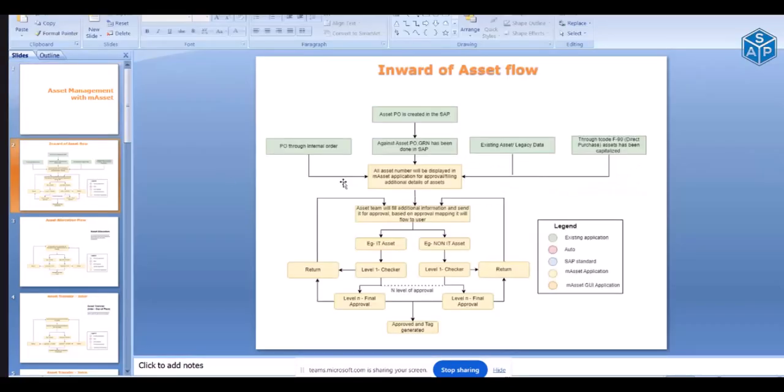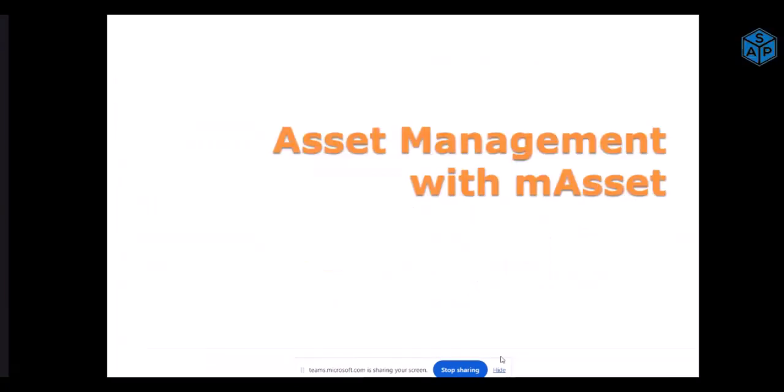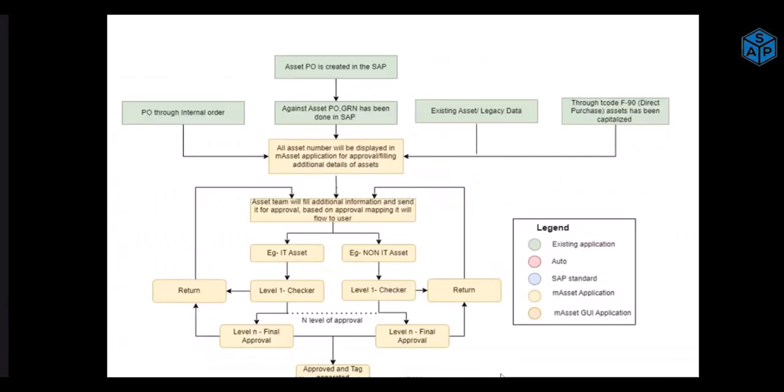Before starting, in the demo we start from the inward of an asset. So I'll show the inward of asset first. This is the inward of asset flow. The green part is what your organization is doing as of now. For doing the inward of an asset, if it is a CWIP asset, we create an internal order or something similar on that. Once it is completed, then we capitalize, we inward the asset.